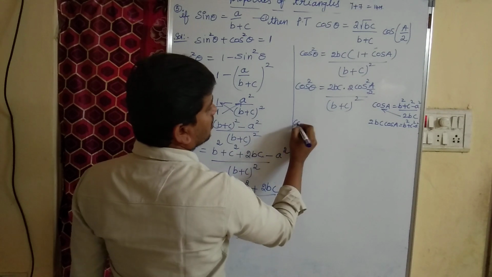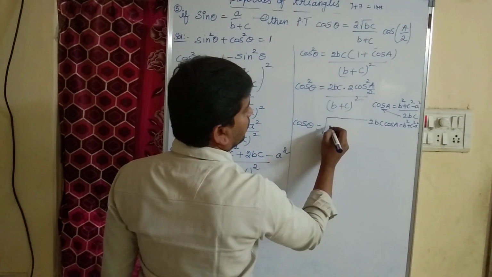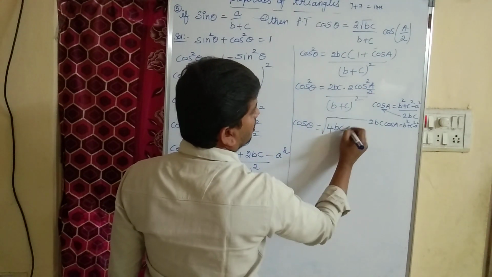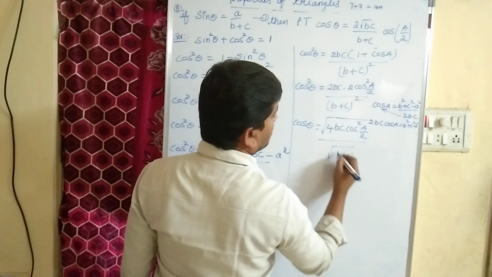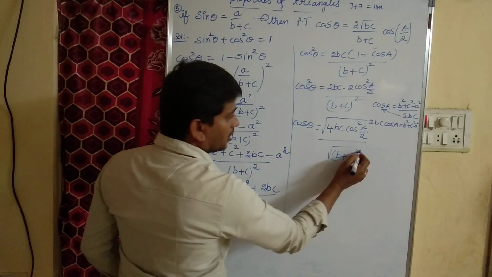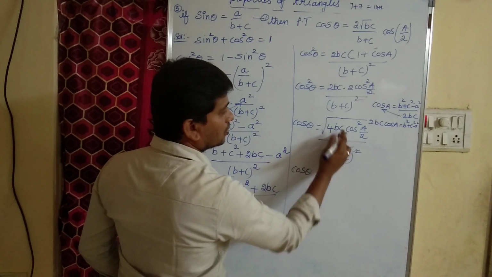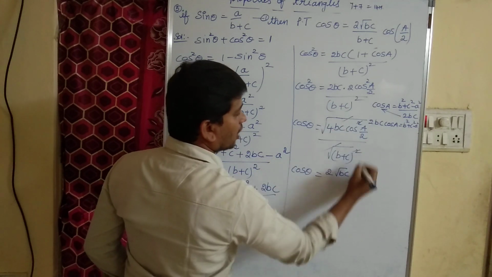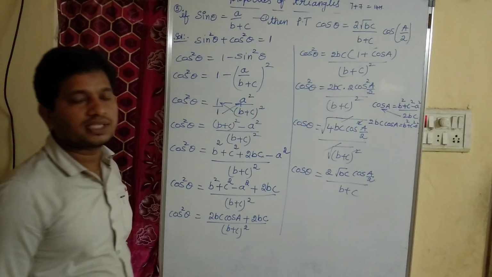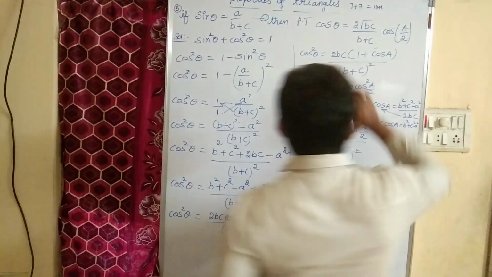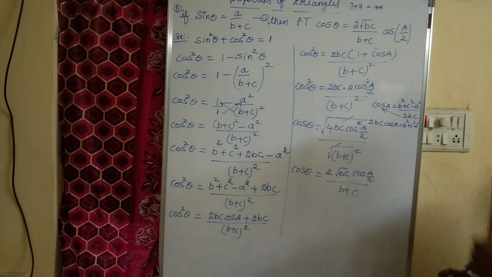Now square I transpose, it will become root. 2 into 2 is 4bc cos square A by 2 divided by b plus c whole square. Here square root cancel. So cos theta equal to root 4 is nothing but 2 root bc, again square root cancel, cos A by 2 by b plus c. Yes? Again they are asking to prove that cos theta equal to 2 into root bc by b plus c into cos A by 2.